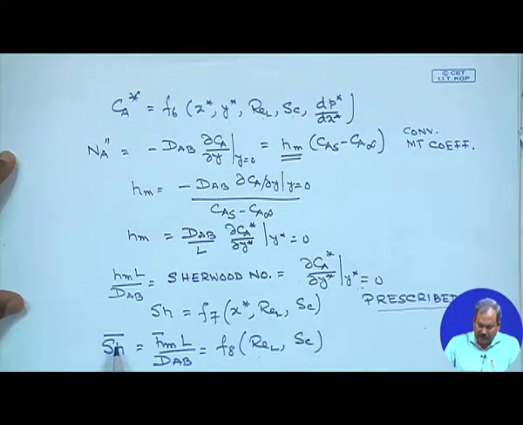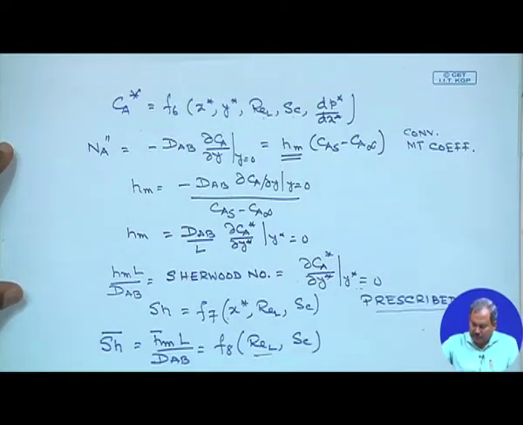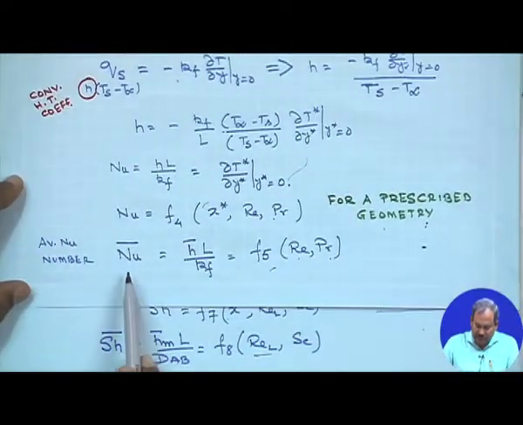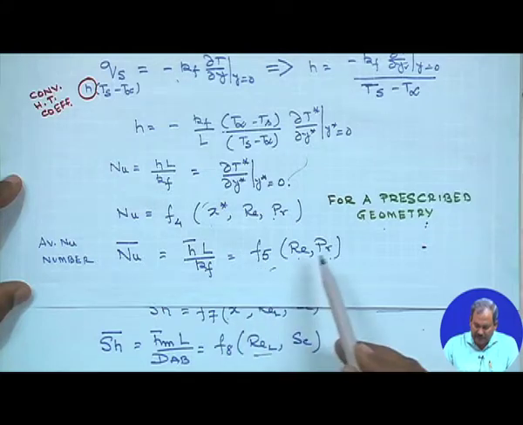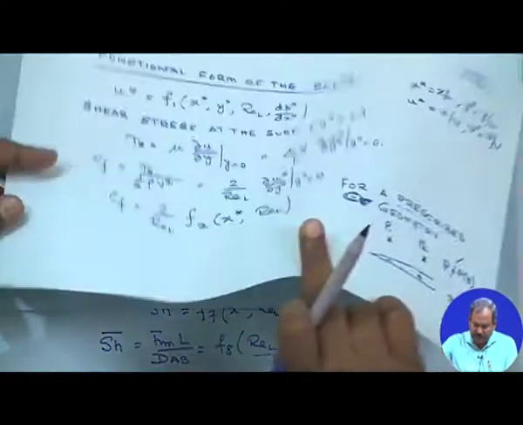Reynolds number and Schmidt number. And same as in the case of the average Nusselt number, if I integrate over the entire length and denote the convective mass transfer coefficient as h bar m, then h bar m L by D_AB, which is the average Sherwood number, would be a function of Reynolds and Schmidt. So, just to show these two together, you can see the form of Nusselt number F5 and F8: in one case it is Reynolds and Prandtl, in the other case it is Reynolds and Schmidt.